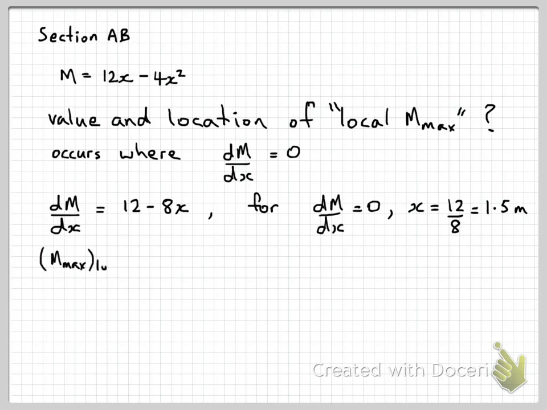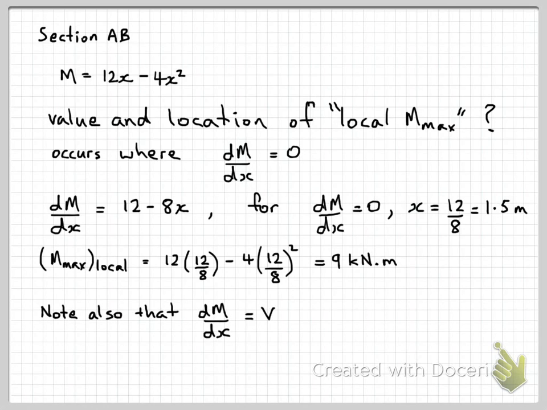All right, so let's work out what that value is. For M max local, we just need to substitute the value that we've just calculated for x into our bending moment equation, and we get a value of 9 kilonewton meters for our local maximum bending moment. Note also that the differential of the bending moment is equal to the shear equation. So where the shear diagram crosses the horizontal axis, where the shear is equal to 0, that will also indicate to us where the maximum bending moment is.